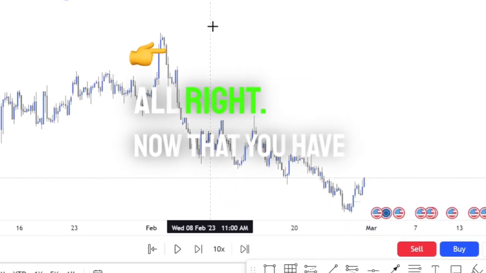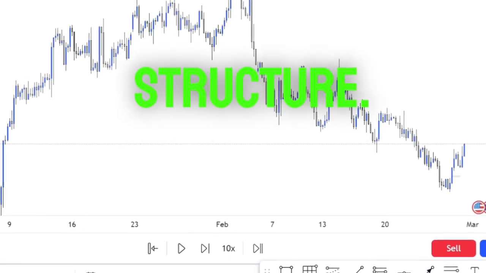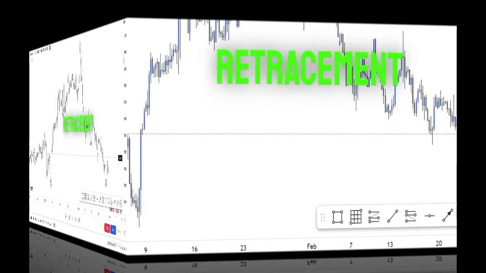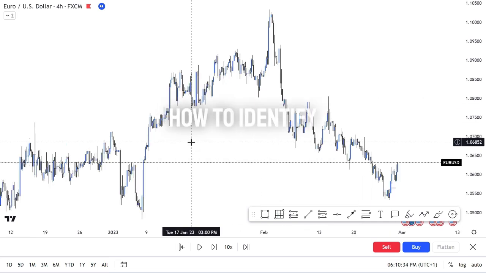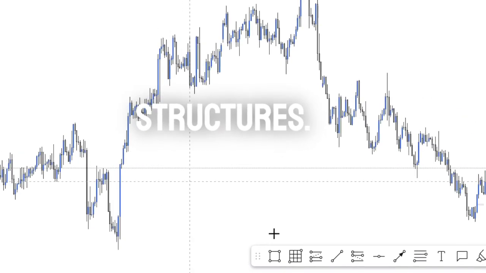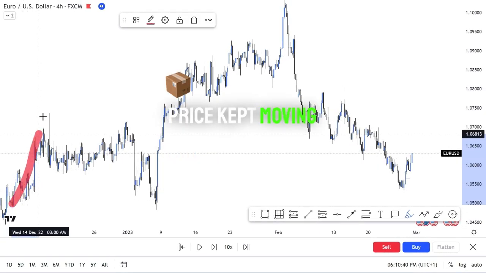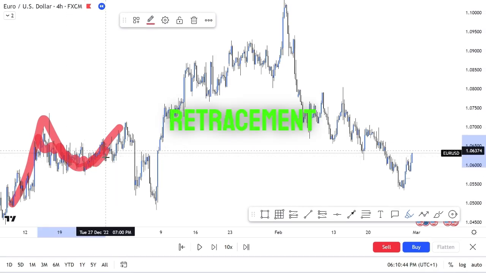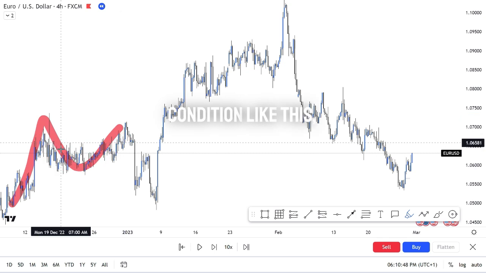All right, now that you have your settings ready, the first thing you want to understand is market structure. Market structure is king when it comes to Fibonacci retracement levels. You really need to understand exactly how to identify market structure. So for instance, we see that when price kept moving this way, all these are consolidation. The Fibonacci retracement strategy will not be effective in a market condition like this.